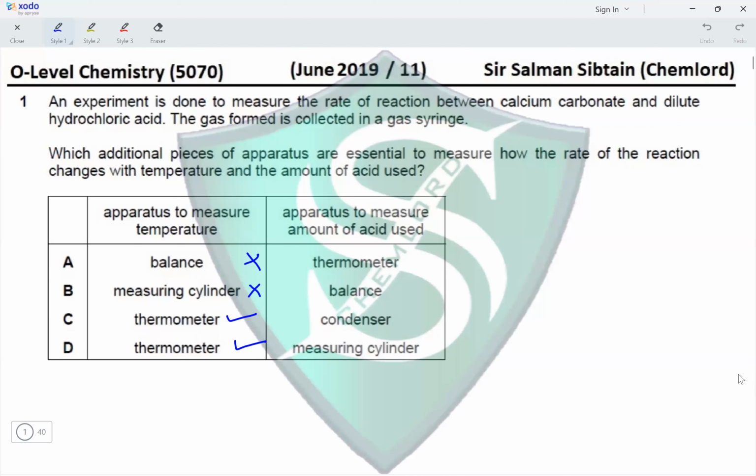Now, apparatus to measure the amount of acid used. We have a choice between a condenser and a measuring cylinder. A condenser is used to condense, and that has nothing to do with the rate of reaction, whereas a measuring cylinder is used to measure volume. So condenser makes option C incorrect and measuring cylinder makes option D correct. Therefore, option D is the correct option for this question.